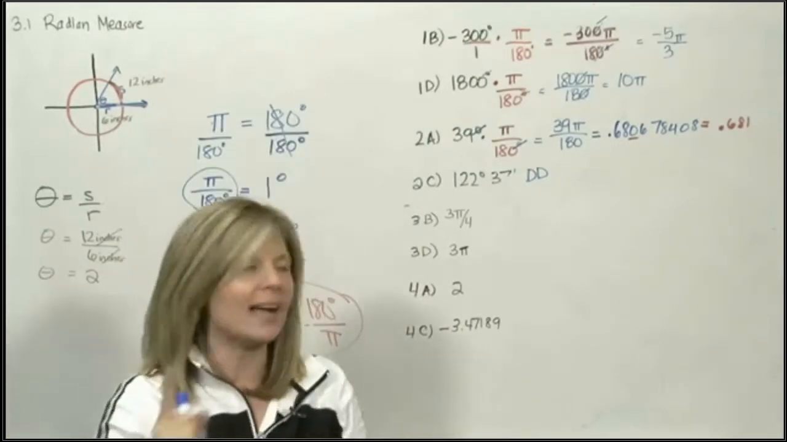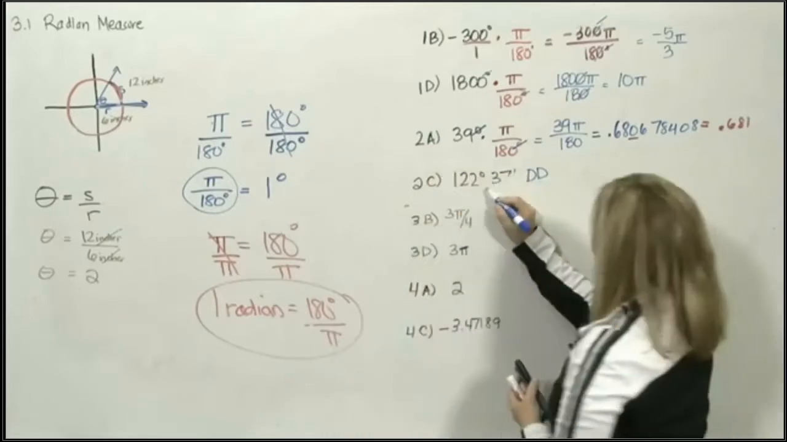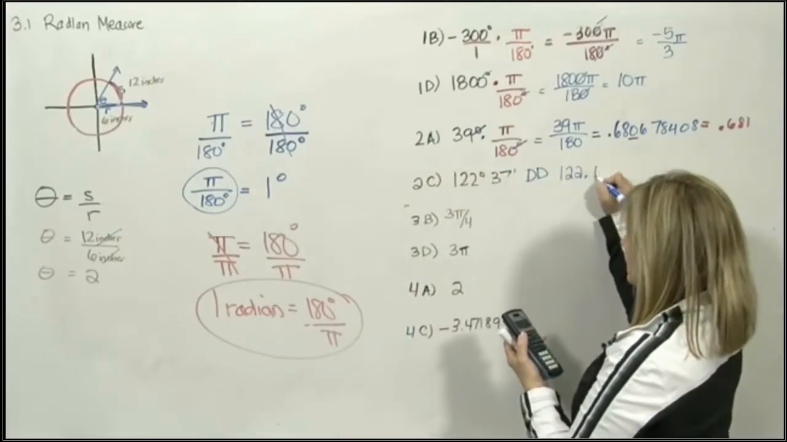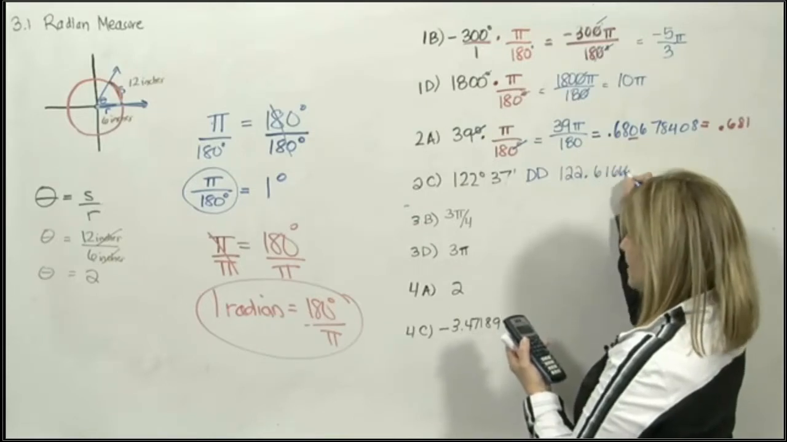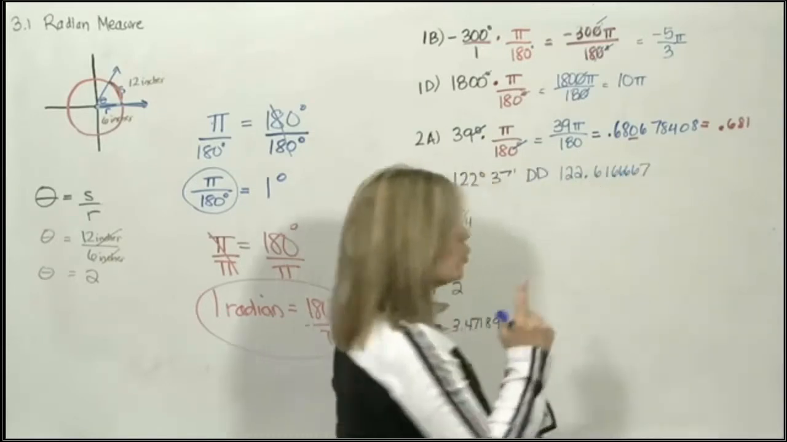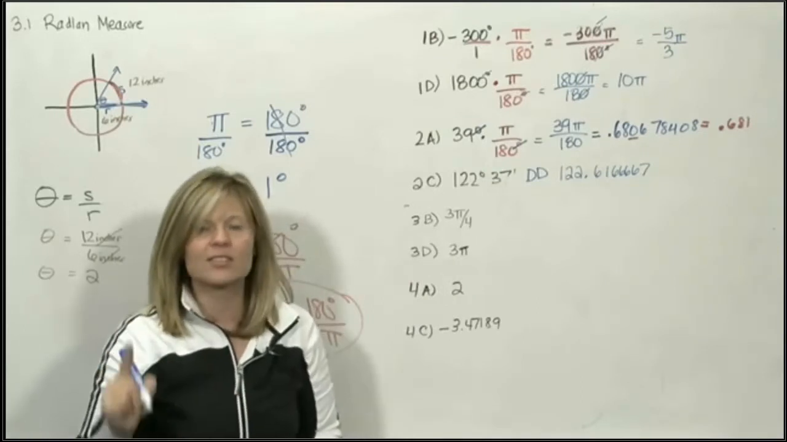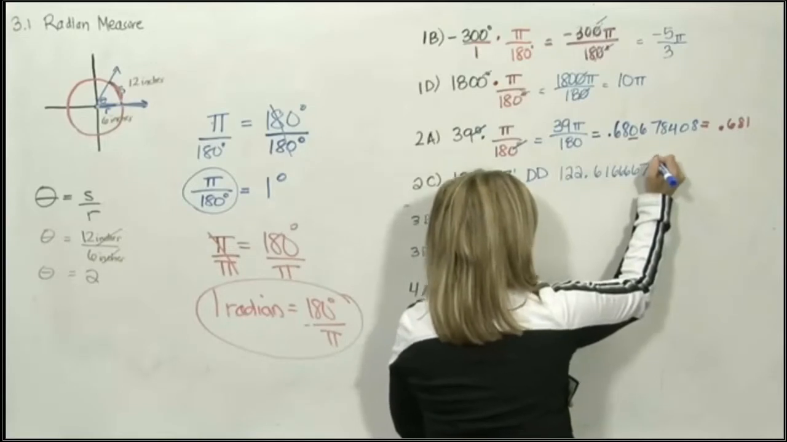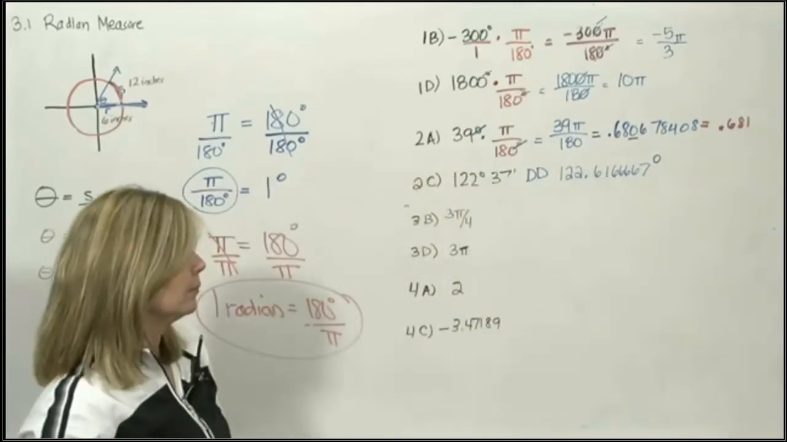Do not round that decimal. You write the whole thing. This angle measurement in decimal degrees is 122.61666667. Do not round that. You don't round to the very end. That is the actual angle measurement in decimal degrees. So I'm putting the degree symbol.